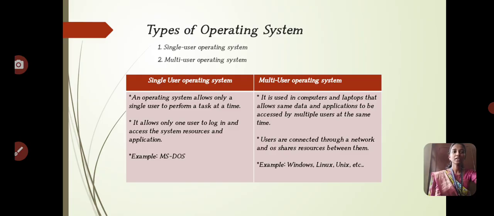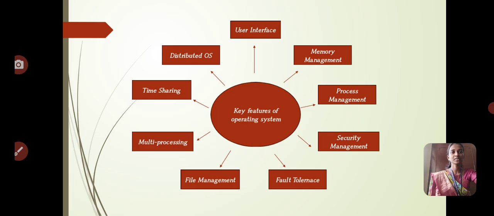An example of a single user operating system is MS-DOS. Examples of multi-user operating system are Windows, Linux, etc. So now the functions of operating system, the features of operating system: user interface, memory management, process management, security management, fault tolerance, file management, multiprocessing, time sharing and distributed OS.